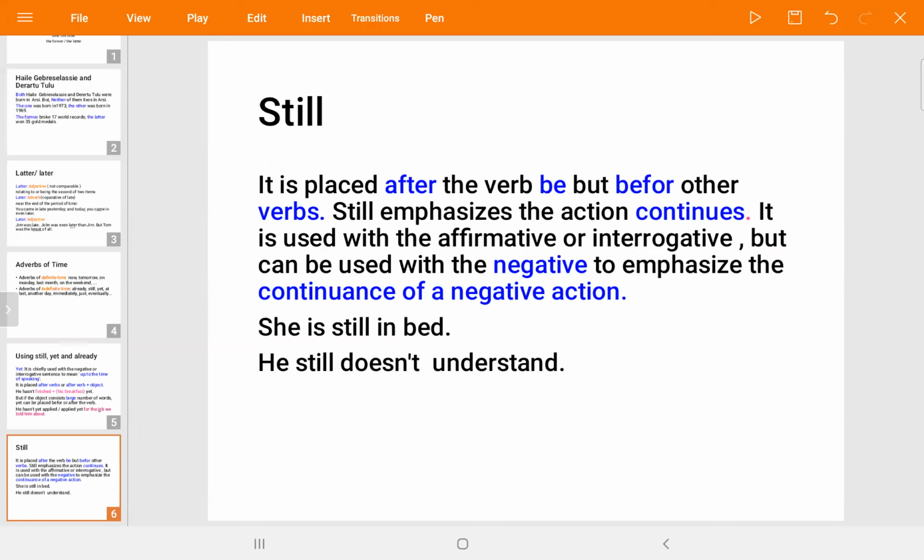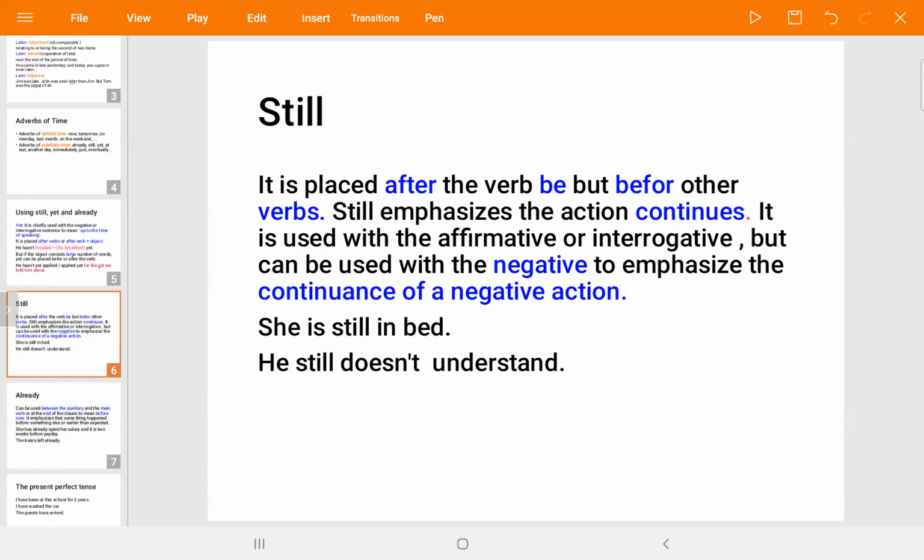After the verb to be, we use it, but before any other verbs, we also use still. For example: he still does. Have you seen? So still is used before any other verbs. Understand? He still doesn't understand. Before the other verbs, we can use still.